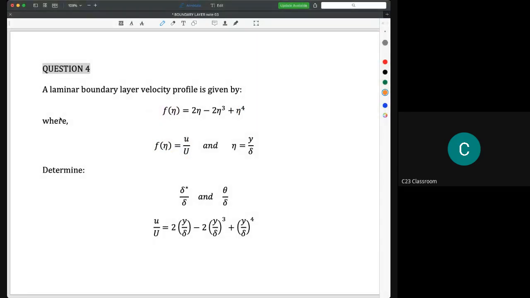So a laminar boundary layer velocity profile is given by 2 eta minus 2 eta cube plus eta by the power of 4, where function of eta is equal to u over u and eta is equal to y over delta. So the question is, determine the value of delta star over delta and theta over delta.